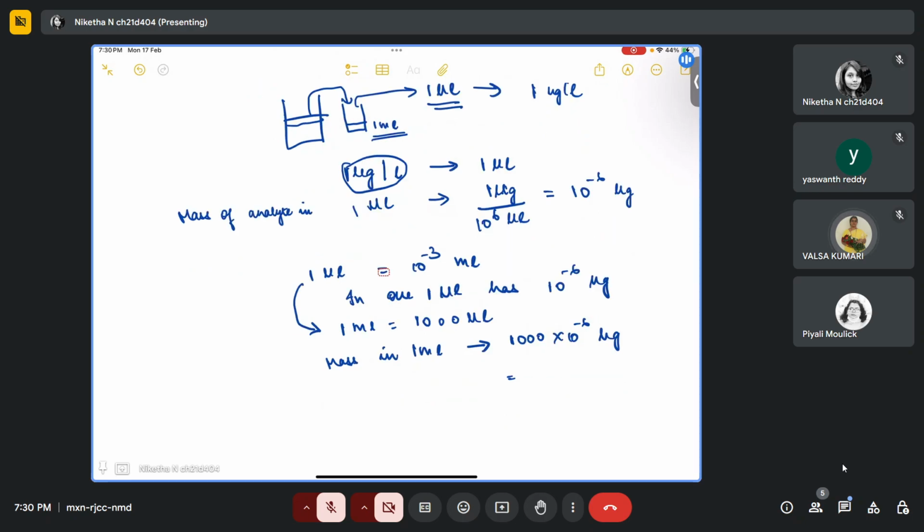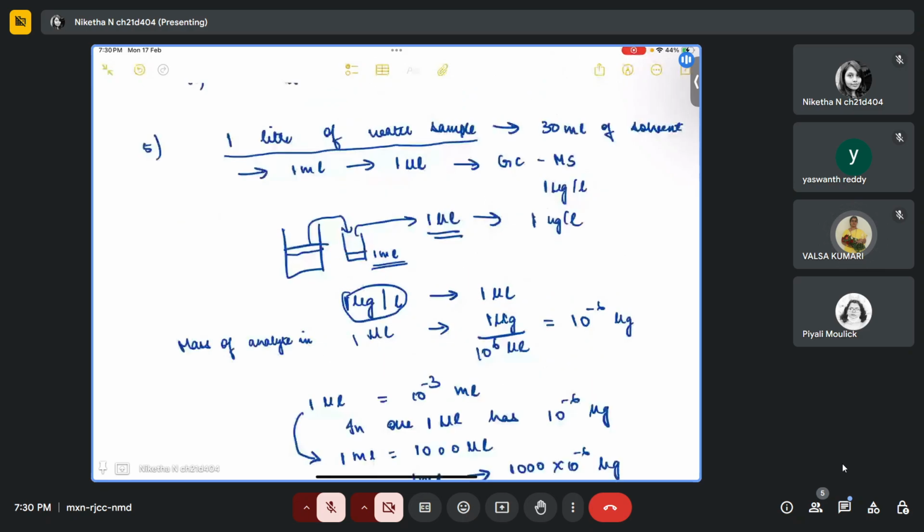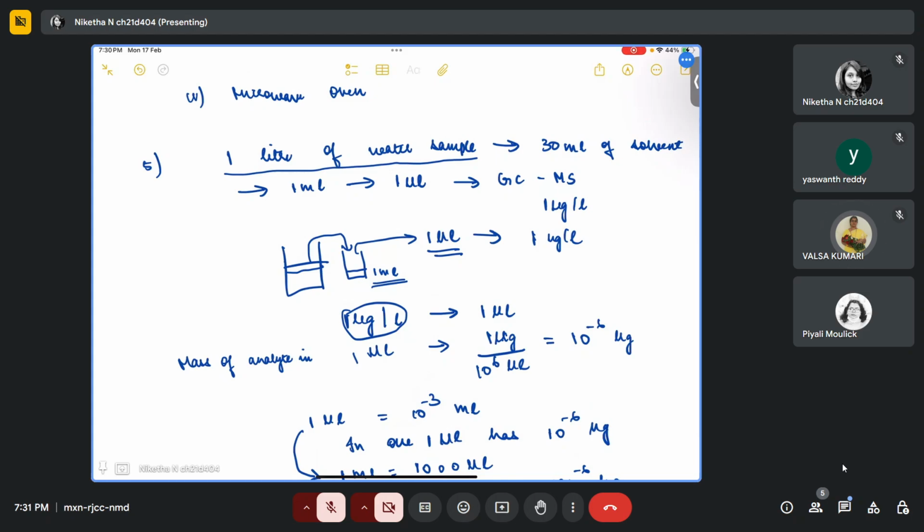How much is this? 1000 into 10 power minus 6, which is 10 power minus 3. So 10 power minus 3 microgram of that chemical is there in 1 ml.